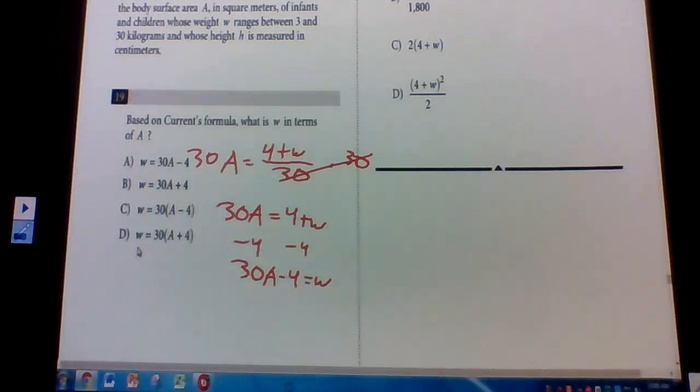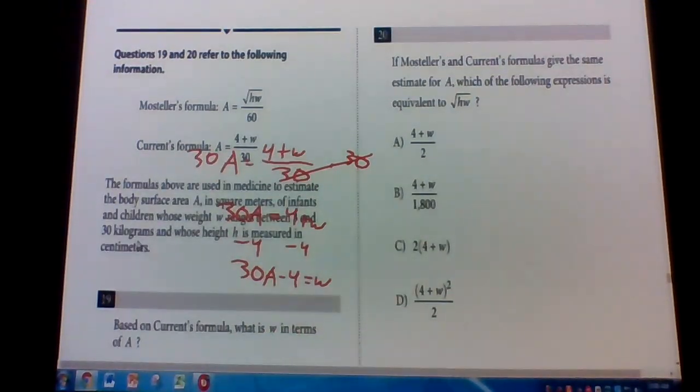19 should be A. It is. Look at that. Just getting W by itself. Okay, 20.